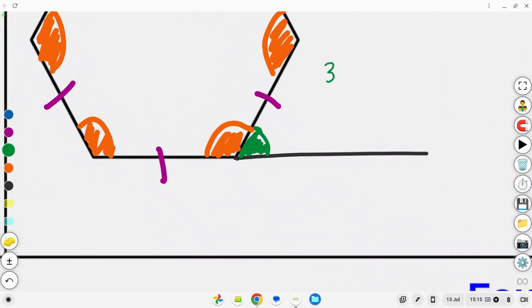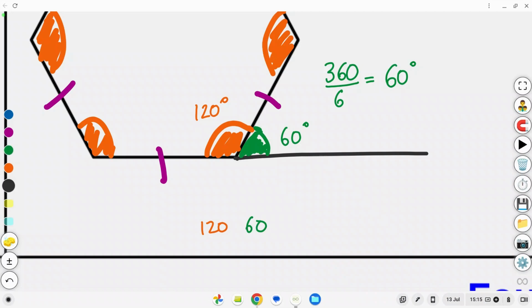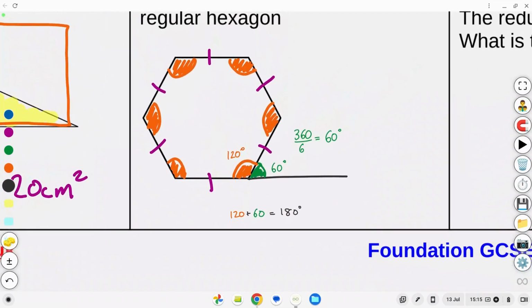Now the easiest thing to do here is to find the exterior angle, which is always 360 divided by the number of sides. So for a hexagon, divided by 6, which tells us the exterior angle is 60. So the interior angle is 120, because 120 plus 60 equals 180. So I would always work off the exterior first here. There are other ways of doing it, but that tends to be the quickest and easiest way of doing it.